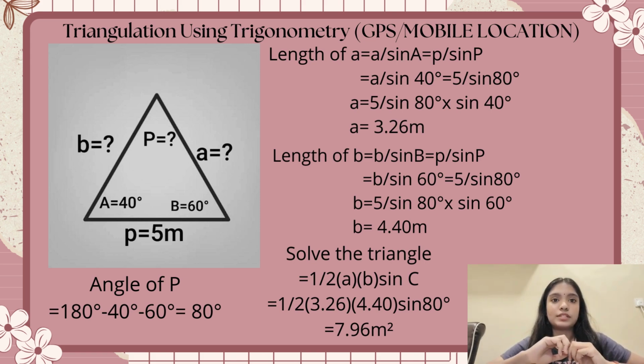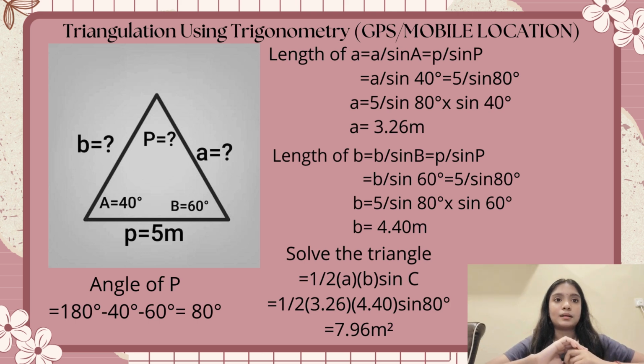Okay, so the first step is we need to find the angle of P, which is 180 minus 40 and minus 60, so we get 80, which is the value of angle P. The next step is we need to find the length of A. So the step is A over sine A equals P over sine P. So we need to insert the values. If we insert them and do the calculation, the A value is 3.26 meters. And the same calculation method is used for B.